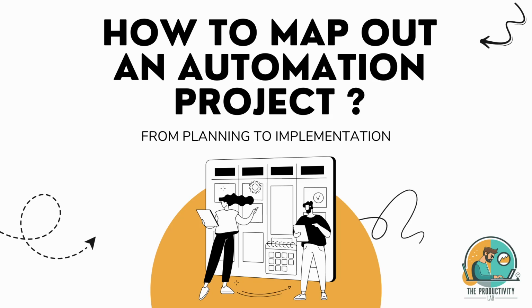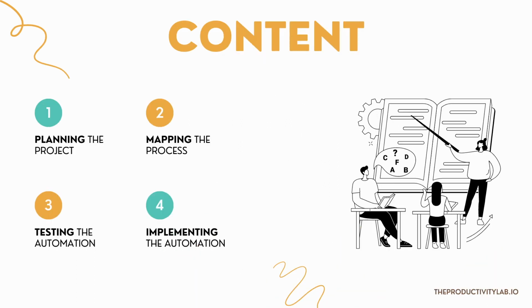Today I'm going to present you my way of mapping out an automation project from the planning of the project to its implementation. So it's mostly focusing on business processes, but of course can be easily adapted for your personal needs. So we will go through this 4-step guide, starting with planning of the project, the mapping of the process, then the testing of the automation, and finally the implementation of the automation.